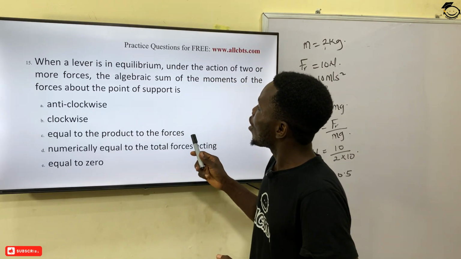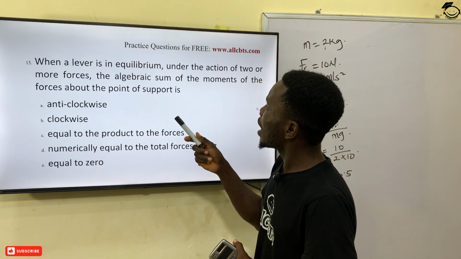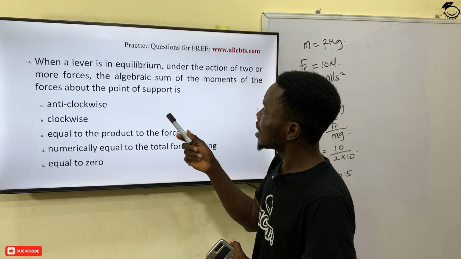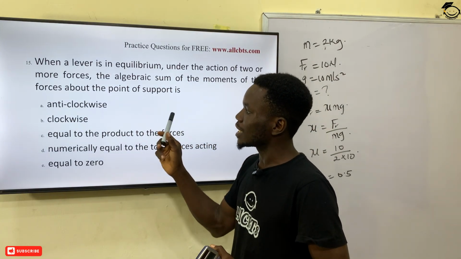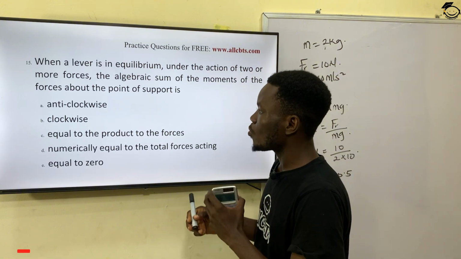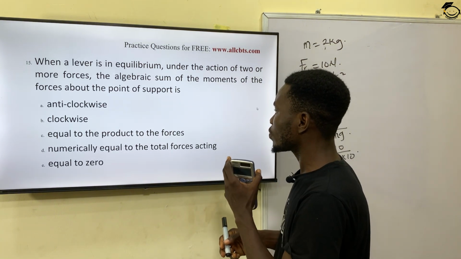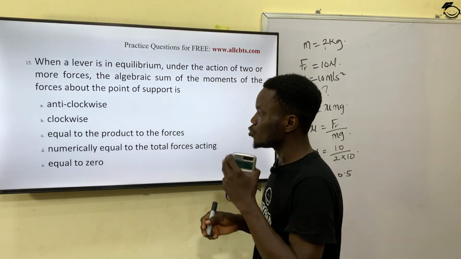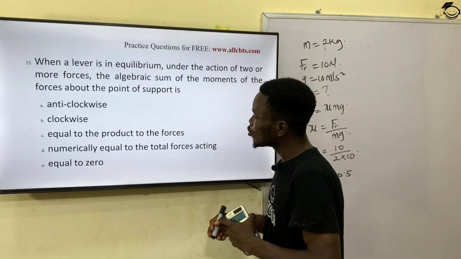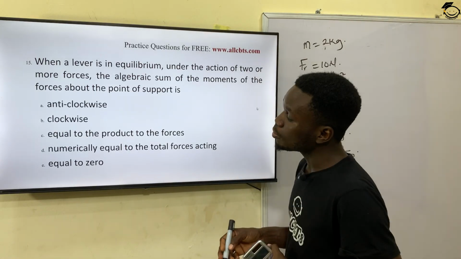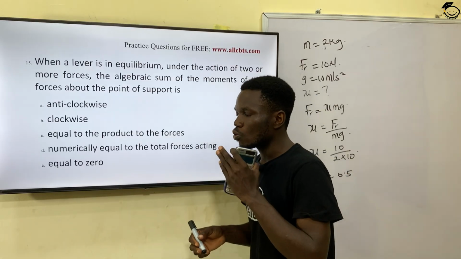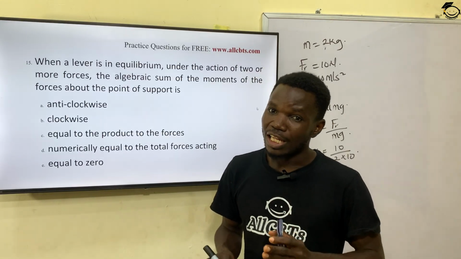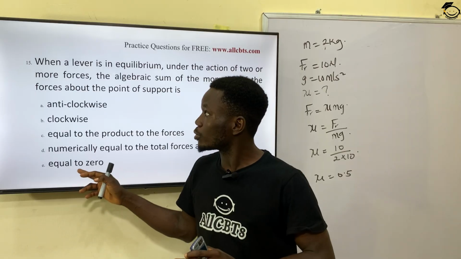So option A says that the forces about the point of support is anti-clockwise. Option B says it is clockwise. Option C says it's equal to the product of the forces. Option D says it is numerically equal to the total forces acting. Option E says it is equal to 0, which is the correct answer. It is equal to 0. That is option E.